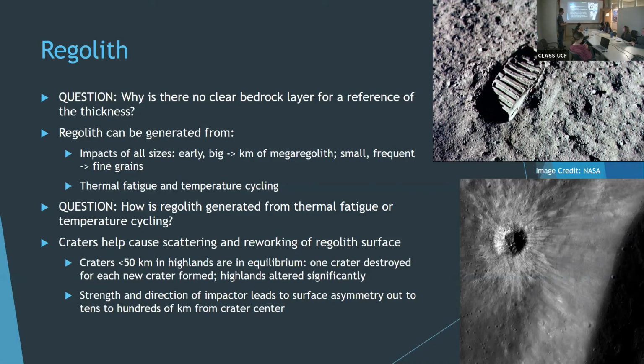And then, as we talked about on Monday as well, the strength and the direction of the impactor can lead to that surface asymmetry that we find in the regolith out to tens to hundreds of kilometers from the crater center, as can be seen in this image here, where we see these kinds of bands of all of the ejecta material being stretched out very far from the impact.